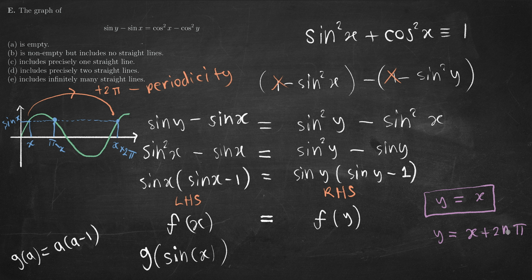So 2nπ, where n is an integer there. That right there is an infinite set of straight lines, which is going to exist on the graph which plots these solutions to this particular equation. So once you realize that, you could just circle the letter E and move on. But I'm going to go ahead and tease out a few more things here.